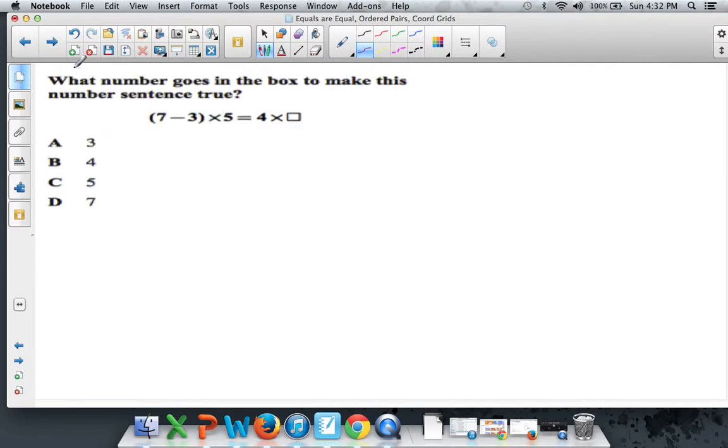What number goes in the box to make this number sentence true? Well, remember, when you've got this equal sign right here, that means you want both sides to be the same. There's two ways of thinking about this. One way is simply solving this side because you can do the math for that. Remember PEMDAS, there's parentheses. 7 minus 3 is 4. Don't forget that times 5 right there. That's 20. And since that is 20, the other side that it's equal to also has to be 20.